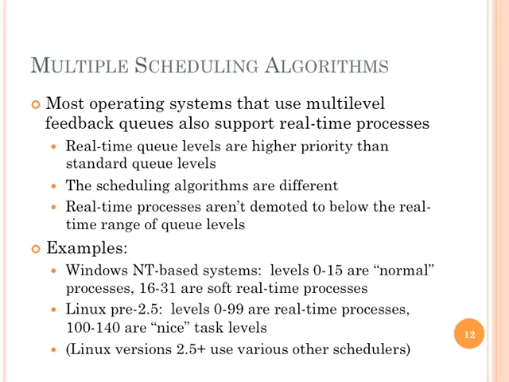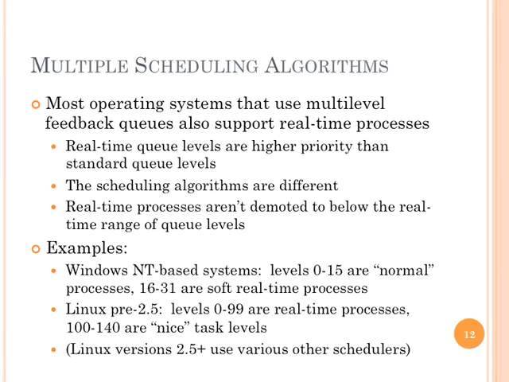So here are a few examples. So NT-based systems, you would have 32 levels, 0 to 15 are normal, and then 16 to 31 are soft real-time. Again, remember I talked about the difference between soft real-time and hard real-time. I think I did last time. Okay. And again, you'll notice something really kind of weird is that the level number doesn't really correspond to the priority very well across operating systems.